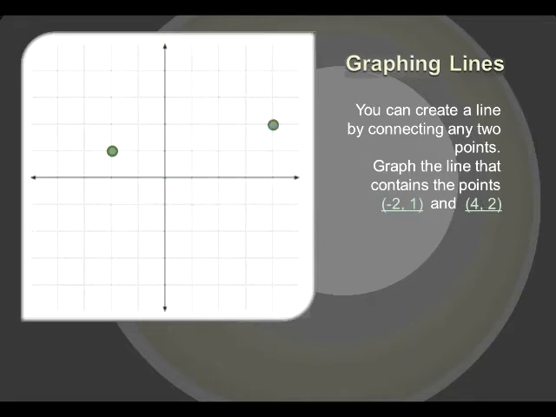And once you have 2 points, all you've got to do is connect the 2 with a straight line. If you're graphing by hand, you'll use a straight edge: the edge of your book, a ruler, the side of a driver's license, whatever you happen to have. And that's all it takes.